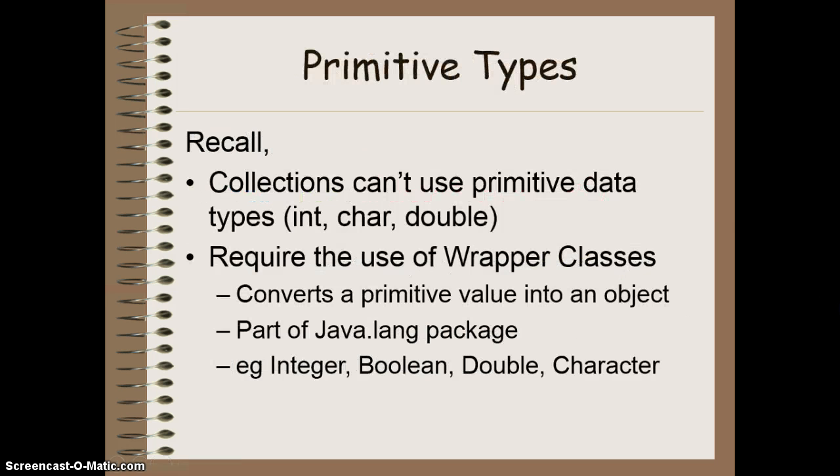And remember, as I was saying earlier, all of these collections are unable to use primitive data types like integer, char, and double. So you have to use a wrapper class that we've talked about in one of our previous lessons to convert those primitive values into an object, like the integer, boolean, double, or character, so that we can then use those in our collection classes.